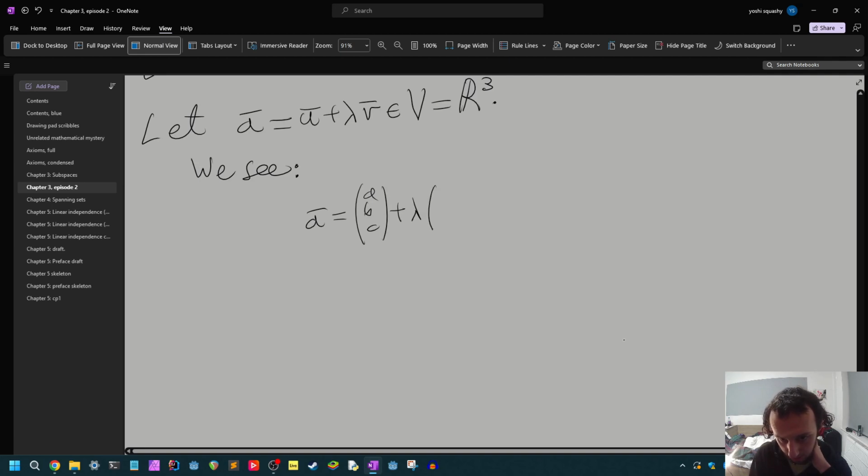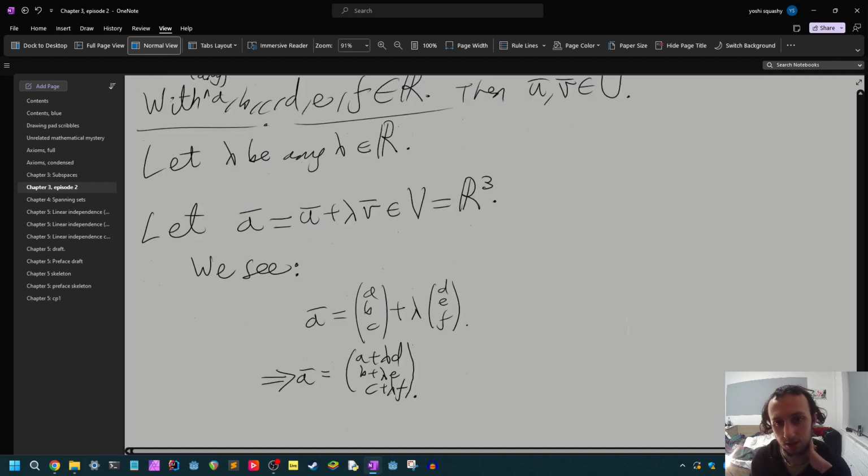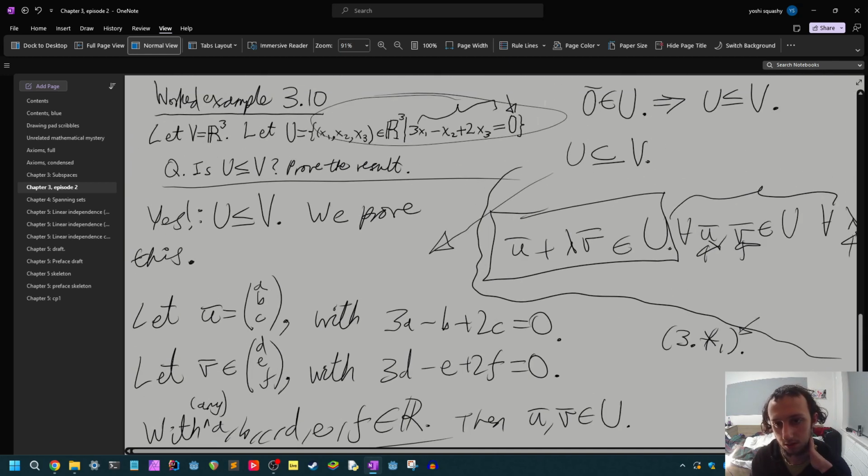plus lambda lots of (d, e, f). This suggests that A equals, we can combine, A plus lambda D, B plus lambda E, C plus lambda F. This is much less algebra than I thought it would be actually. It's quite interesting. Then we've got this.